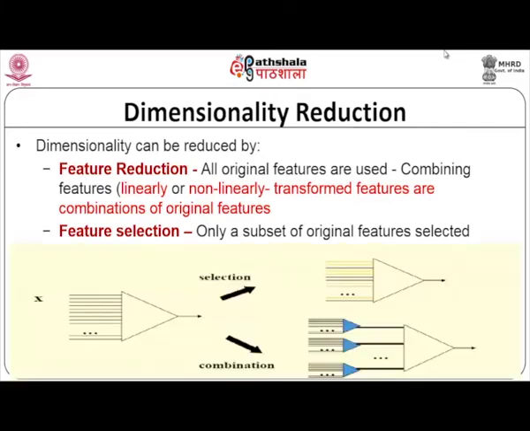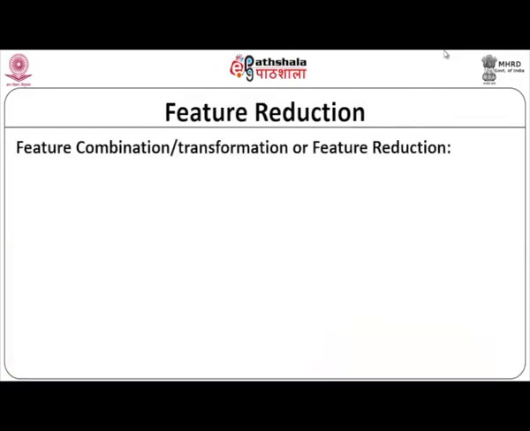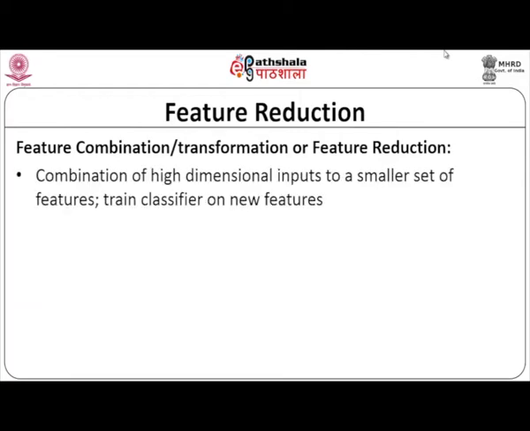For example, you have a large number of features, you can do selection, that is you just use the yellow ones or the red ones. In the second one, you use all the features, combine them to form one feature and use the combined features. So, again you are reducing the dimension. So, with feature combination, transformation or feature reduction, whatever it may be, the combination of high dimensional inputs gives a smaller set of features. You train the classifier on the new features, do not use the old features. For example, suppose I have x equal to x1, x2, x3, x4, this is 4 dimensional. Now, you combine it, x1 plus x2 and x3 plus x4, and you get a new y.